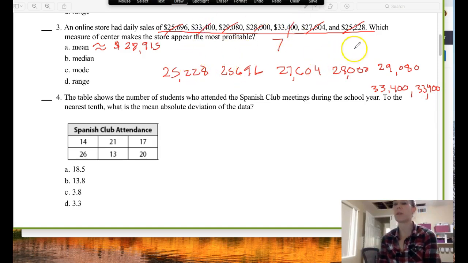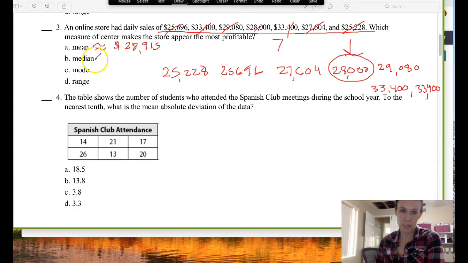There's 1, 2, 3, 4, 5, 6, 7 sets of data. So the middle would be 1, 2, 3 on this side, 1, 2, 3 on this side. This will be your middle number. Since it's an odd number, the middle is right in the middle. If it was an even set of data, you'd have to find the average of the two middle numbers. All right, 28,000 is our median.